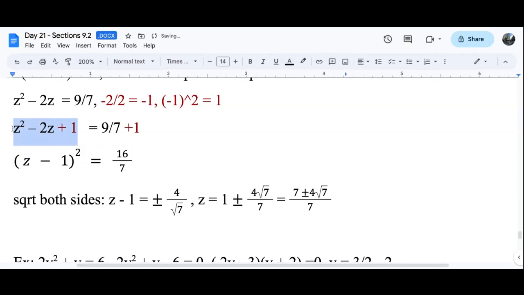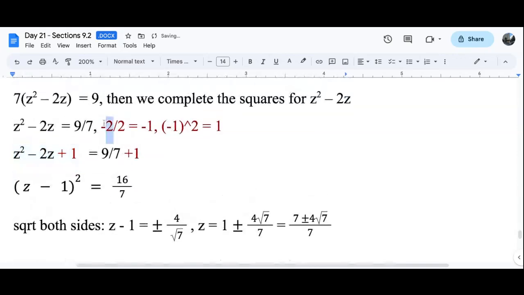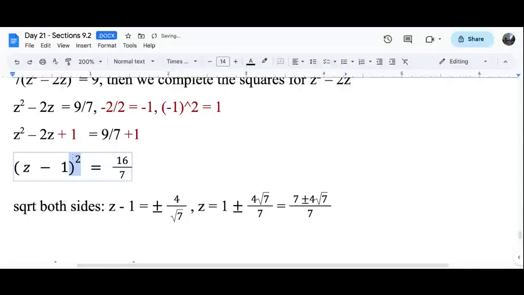That's from this, right? That's exactly why we did all this. We did all this because we know this one is this one. And the 9/7, 1 is 7/7. Add together, that's 16/7. Square root. Square and square root are opposite operations. We square z minus 1, then we square root z minus 1, we get z minus 1 back.